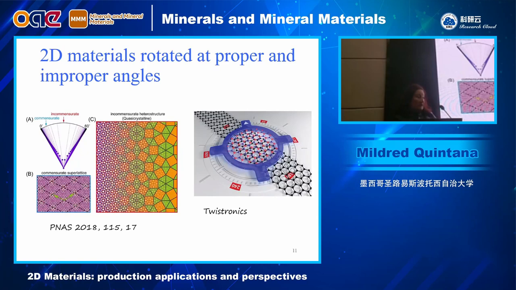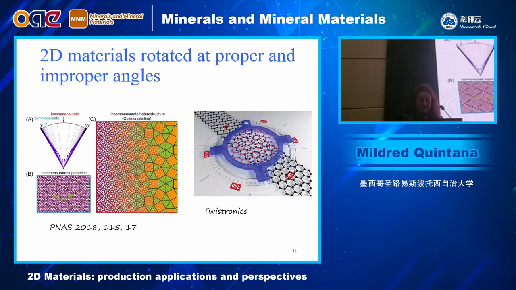This is called twistronics, and it means that if we change a little bit the angle between the two layers of graphene, they will form these structures that I call incommensurate or commensurate structures, and the coupling between the electrons in these layers will produce very important applications. For example, if we rotate one graphene sheet with respect to the other by 0.1 degrees, then we will have superconduction at room temperature. And that's why this type of material is so exciting, because we can control the electronic properties just by changing the configuration of these materials.